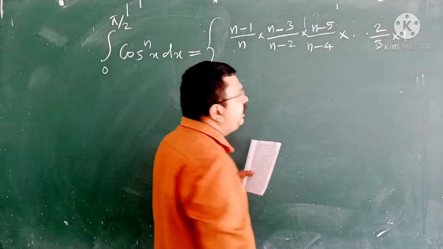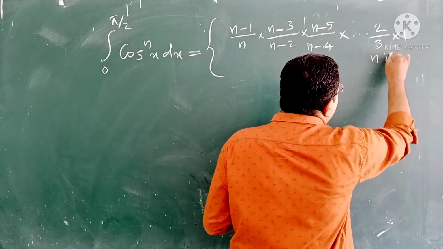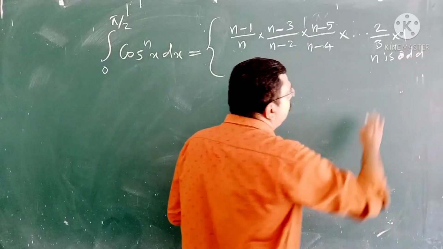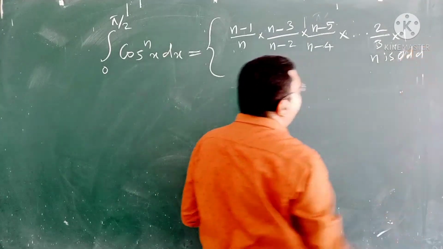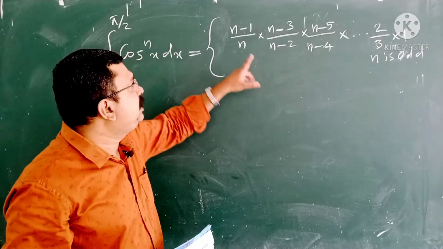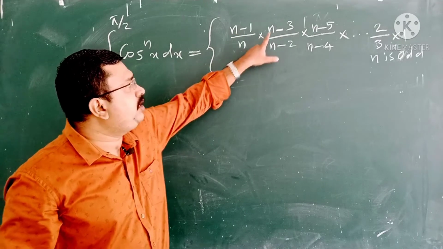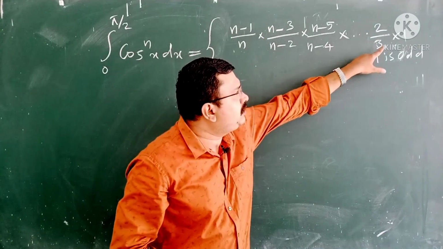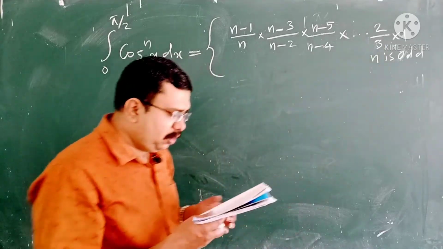Remember that here n is odd. When n is odd, we will get n minus 1 by n into n minus 3 by n minus 2 into etc., 2 by 3 into 1.